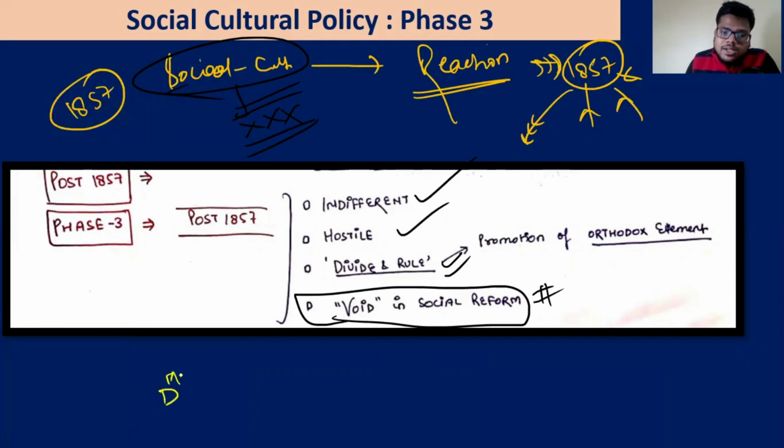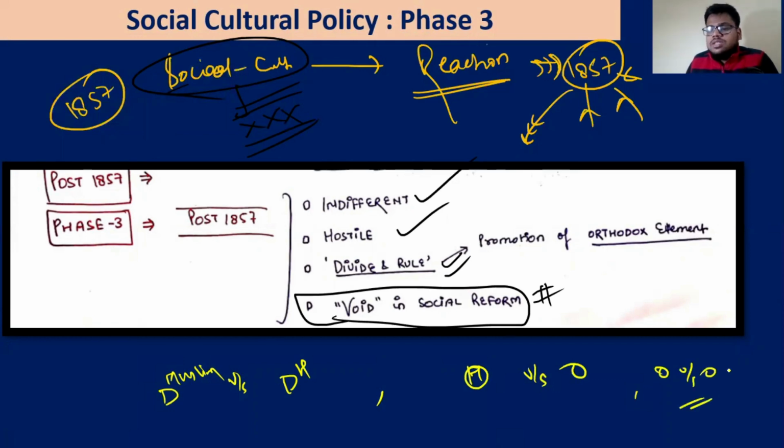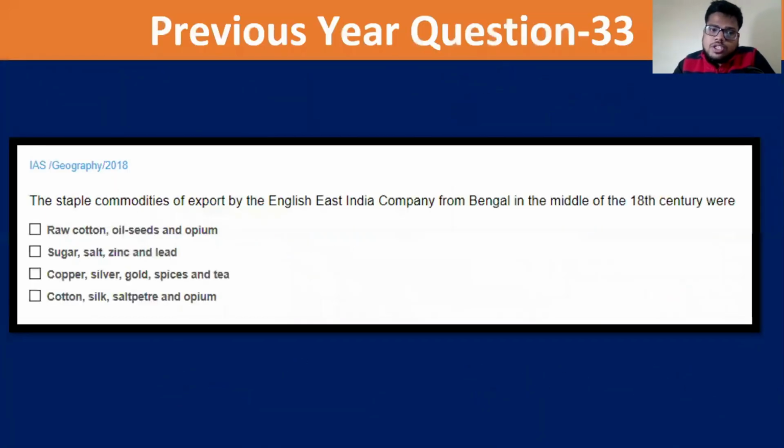For example, let's say Muslims versus the Hindus. Within the Hindus, conservative Hindus versus the liberal Hindus. Then one caste against the other caste. So this is the thing that they will do for the divide and rule policy. And they will institutionalize this divide and rule policy going forward, that we will see. So these are the three phases of the socio-cultural policies of the Britishers.